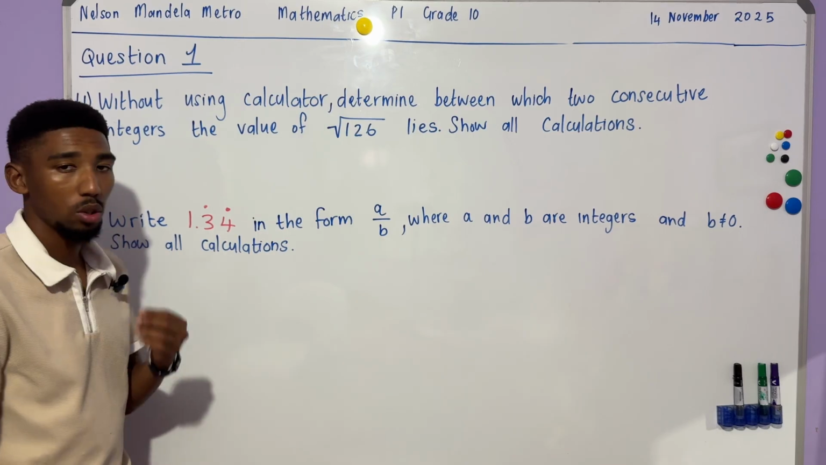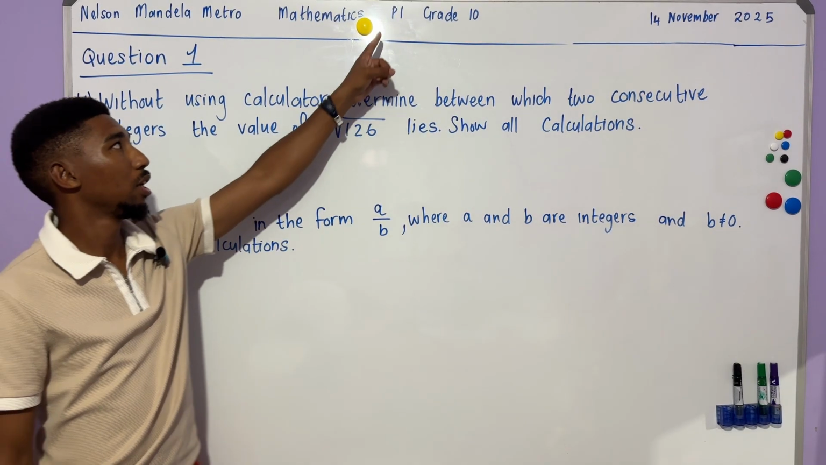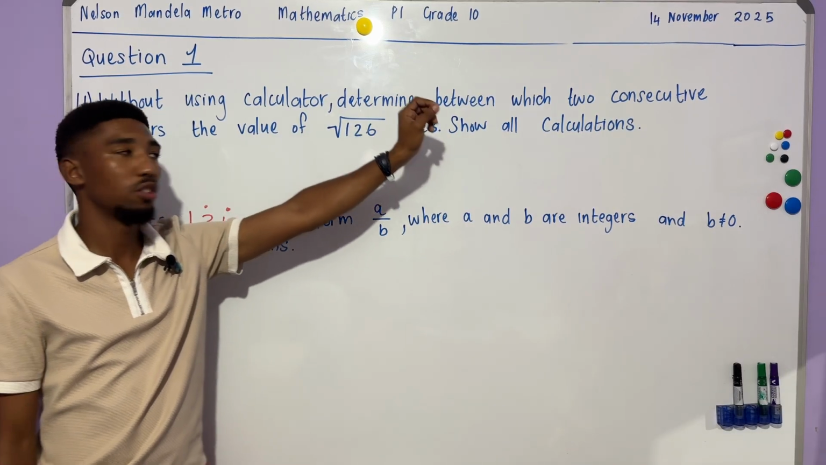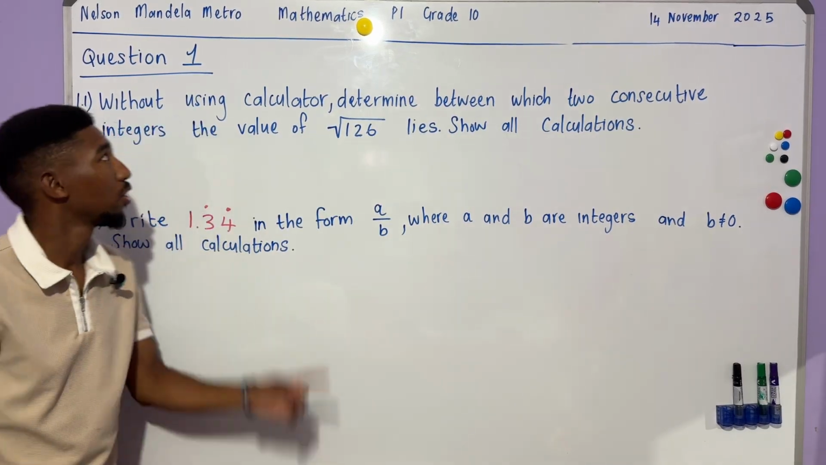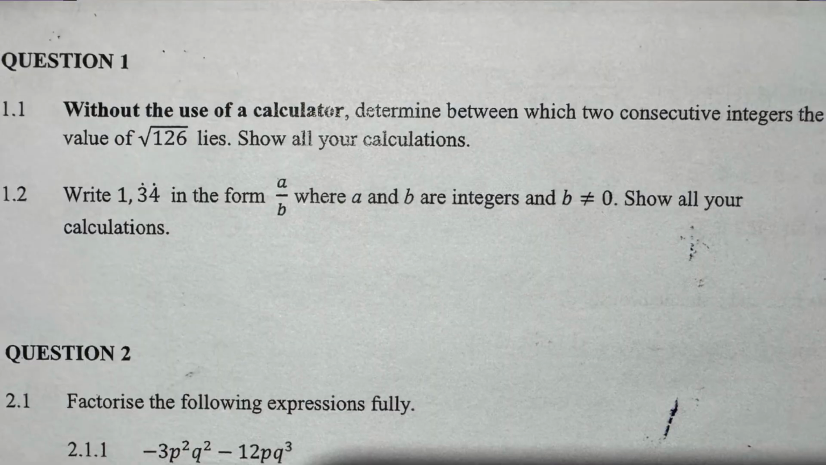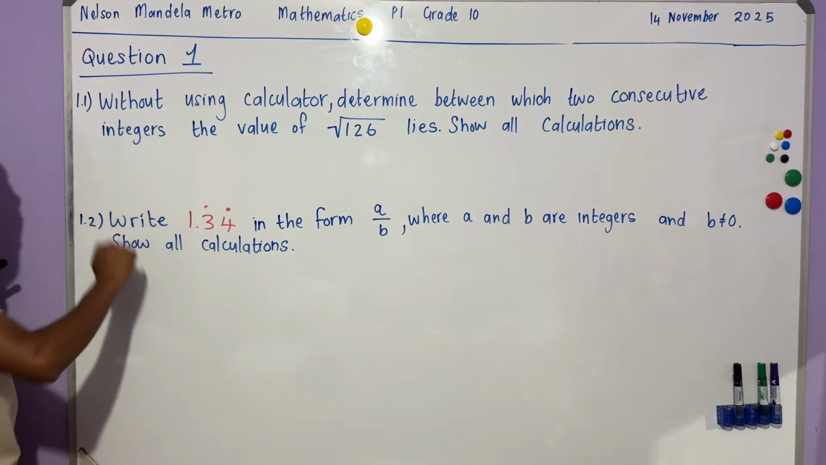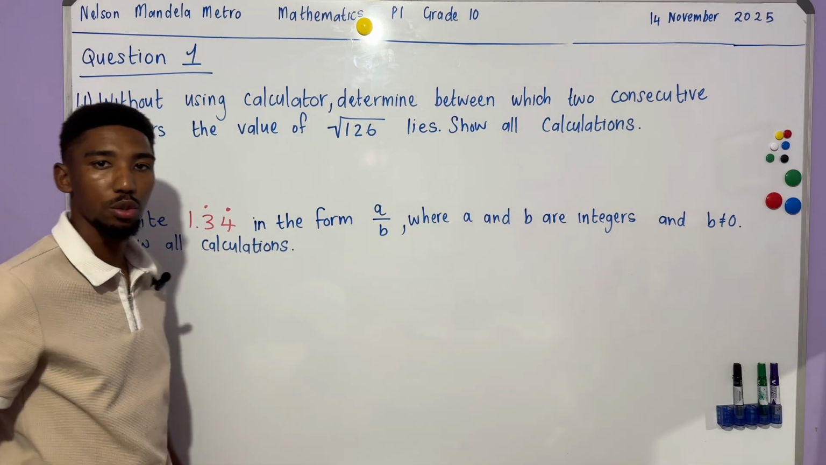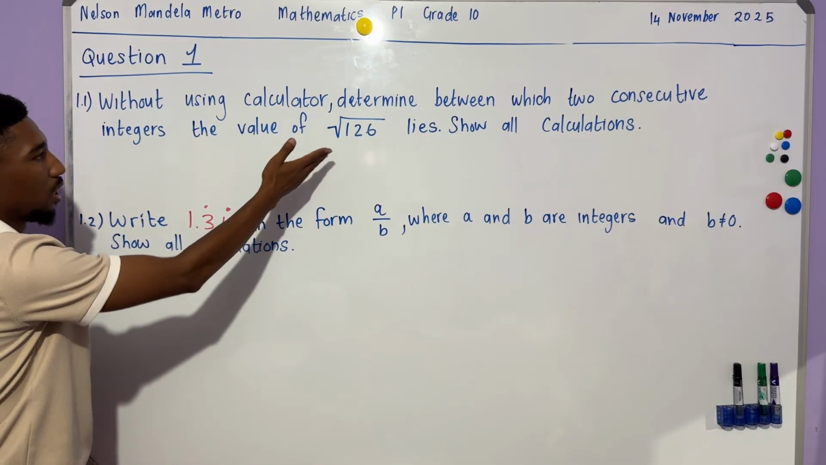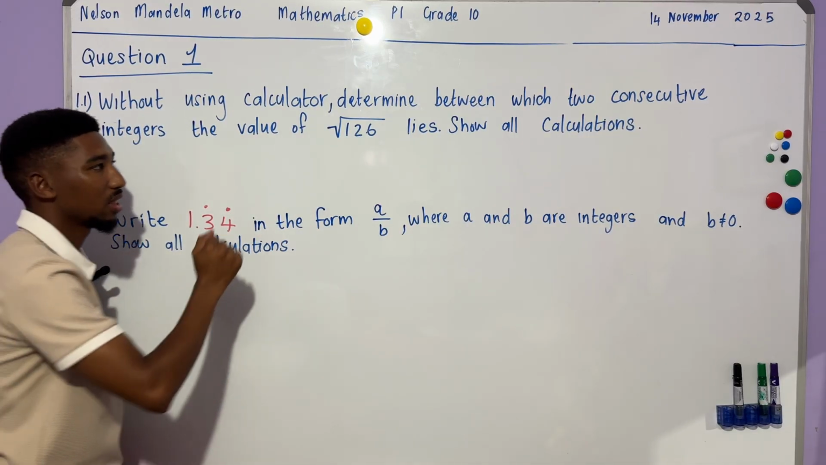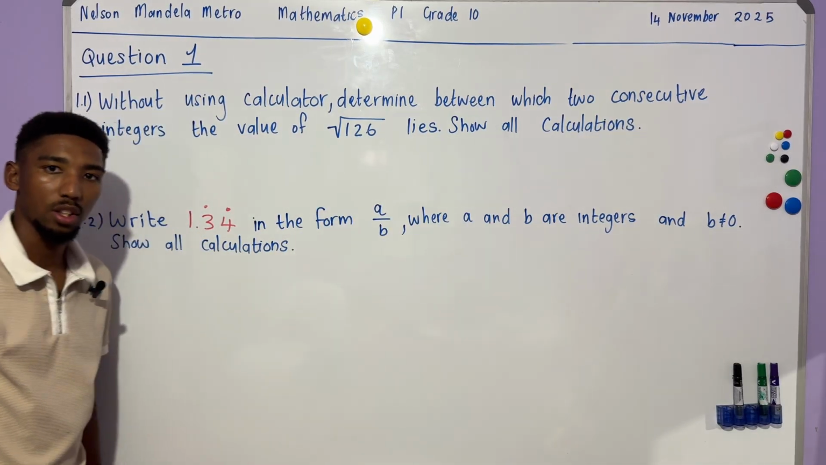In today's video, we will be going over the grade 10 paper 1 for 14 November 2025 from the Nelson Mandela Metro. Let's have a look at question 1. Question 1 says, without using a calculator, determine between which two consecutive integers the value of square root of 126 lies. Show all your calculations.